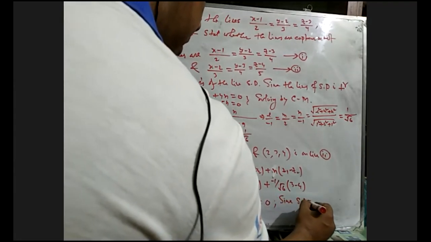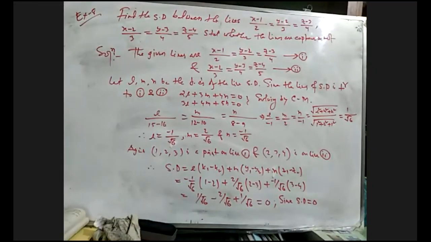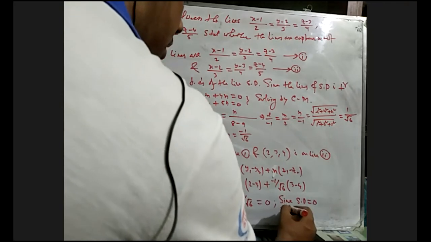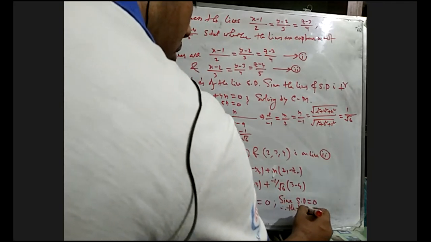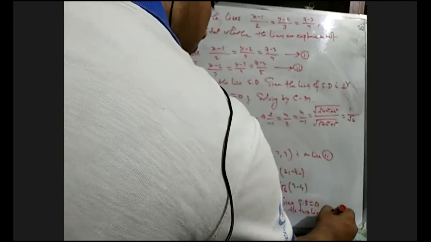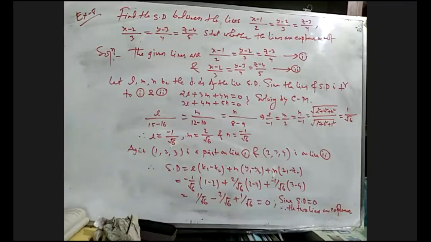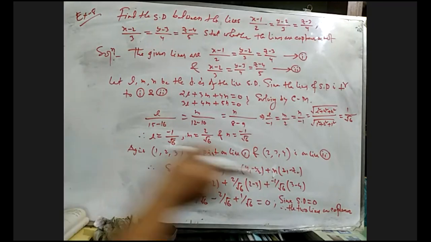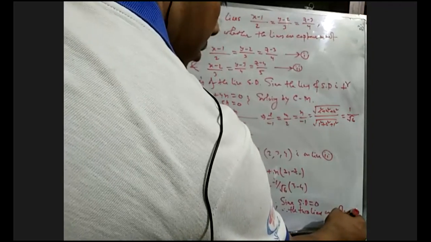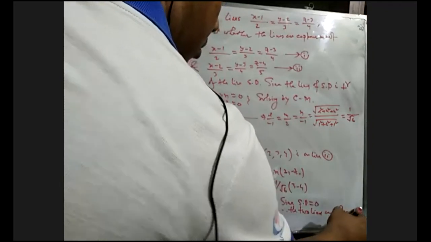Since the shortest distance is 0, the two lines are coplanar. Okay, coplanar means both lines lie in the same plane. So the two lines are coplanar. Proved. This is the proved result.